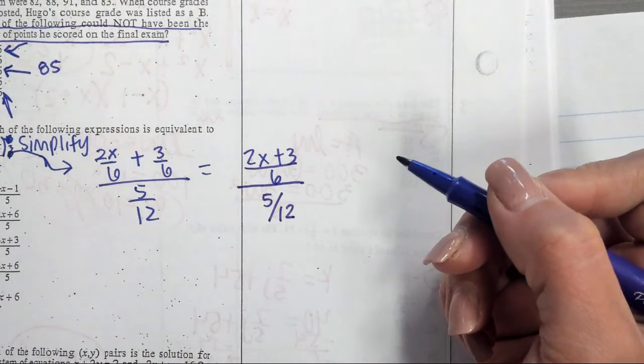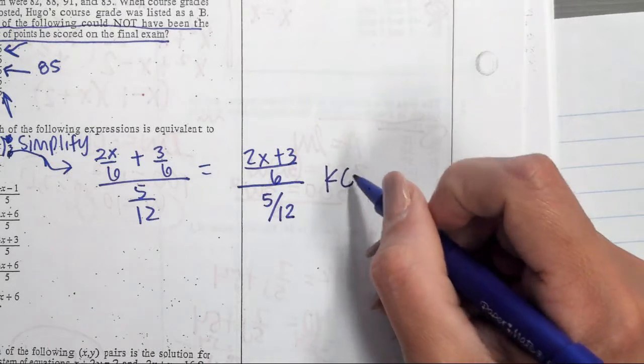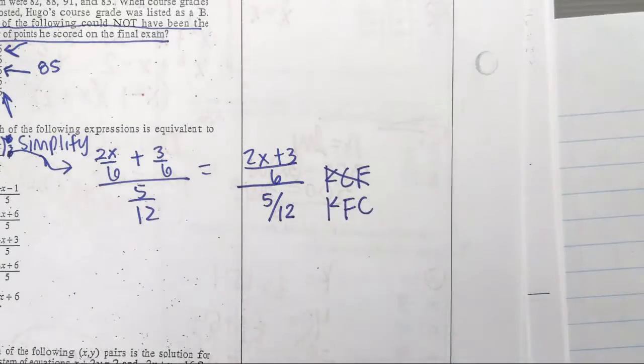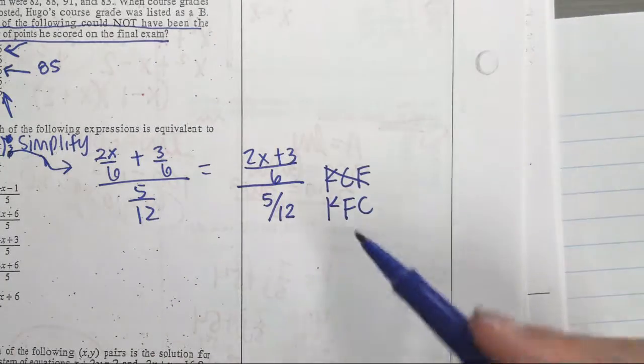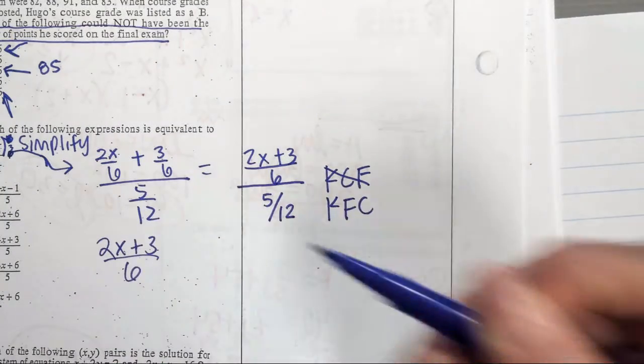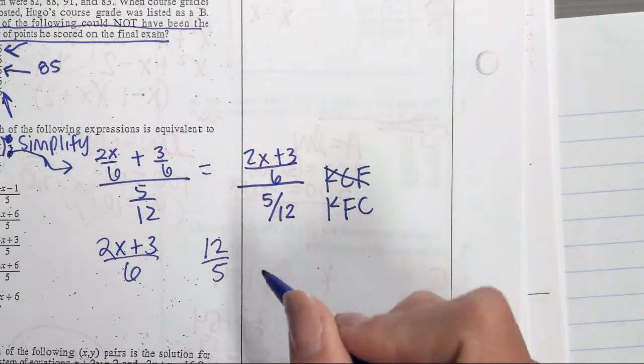How do I divide fractions? Yes. Keep, change, flip, or I always put KFC because I like chicken. So keep, flip, change. What are we going to keep here? Yes. 2x plus 3 over 6. What are we going to flip? Good. Flip in the bottom. What do I change?